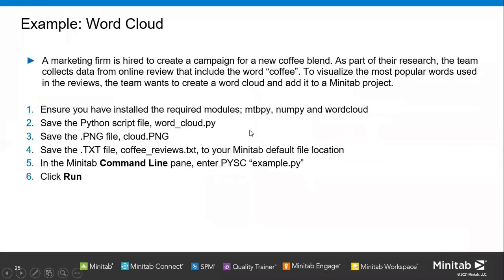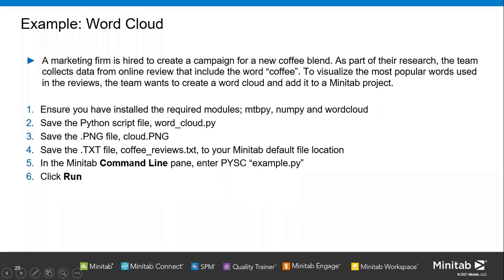Okay, we have the text file. I save the wordcloud.py. I have a PNG file and a text file here. So I type the command line PYSC example.py and then I click run.